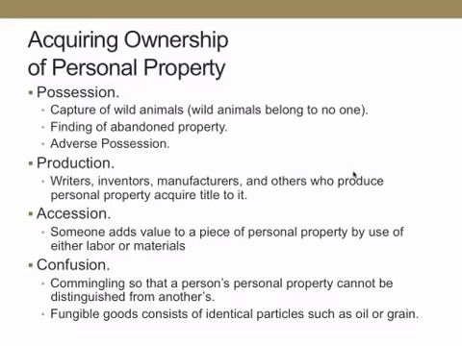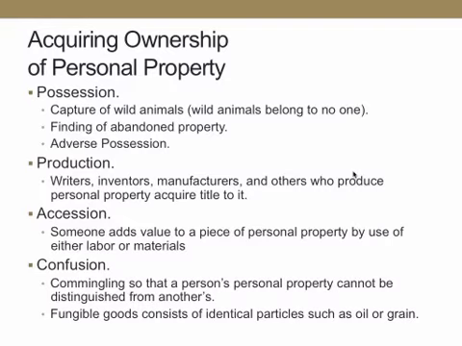There are different ways you can acquire ownership of personal property. One would be possession, such as capturing wild animals, finding abandoned property, and even adverse possession, which we'll talk more about later. Production: writers, inventors, manufacturers, and others produce property and acquire title over it. Accession means you add value to some personal property in a way that causes it to become yours.